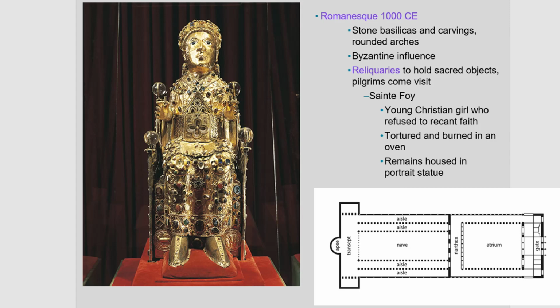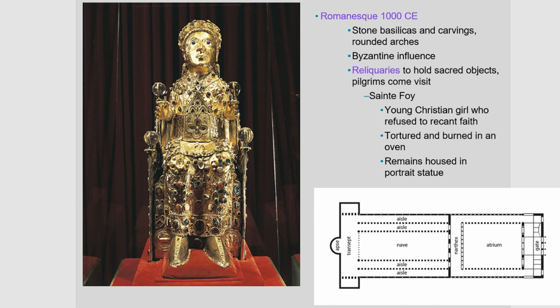From there we go on to Romanesque, 1000 current era, which of course means Roman-like. There's stone basilicas and carvings, rounded arches everywhere. Essentially, if you see a church that has rounded arches, it's going to be Romanesque. There's a lot of Byzantine influence because these two empires are still talking, arguing, fighting, getting together in various ways. So a lot of decoration and flatness shows up.